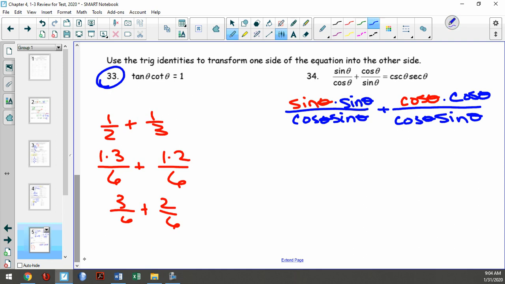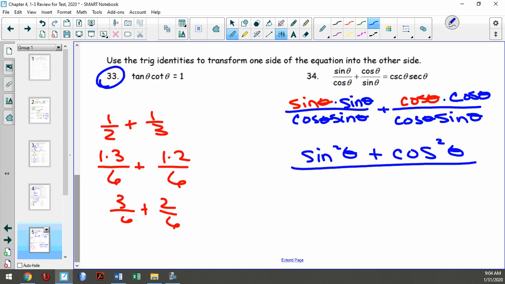Okay? So what is sine times sine? Sine squared of theta plus cosine times cosine is cosine squared of theta. And since they have the same denominator, I'm going to write it as 1 fraction. What is sine squared plus cosine squared? 1.